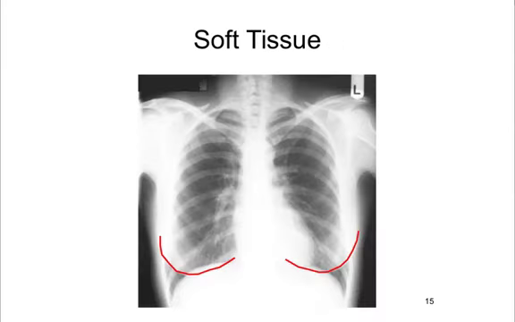Finally, look at the soft tissues. Check the neck, the thoracic wall, and any breast tissue. Check for asymmetry, increased density, or air in the subcutaneous tissues. This may show up as dark streaks, which would indicate surgical emphysema.